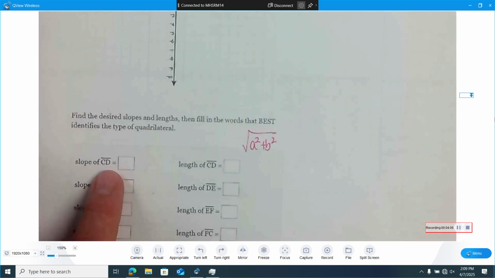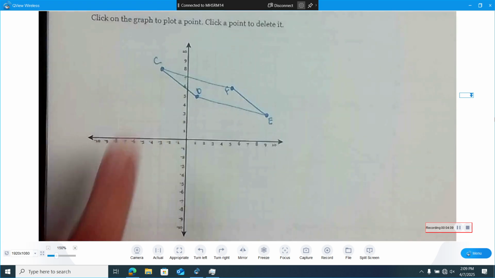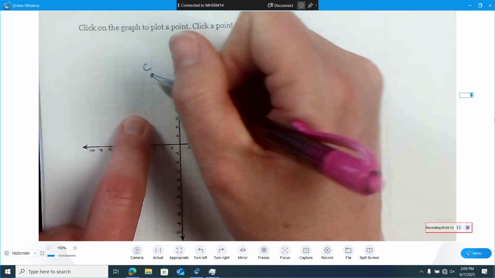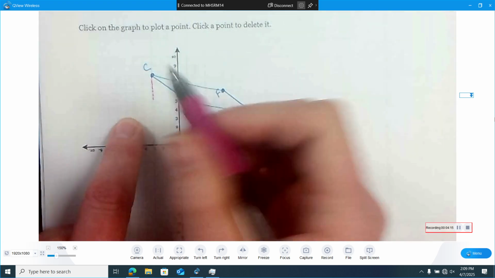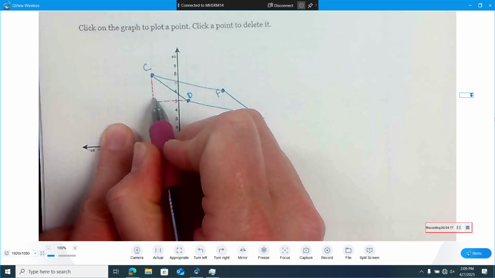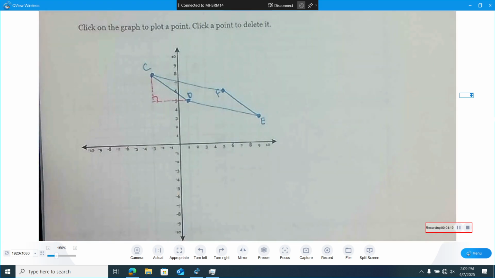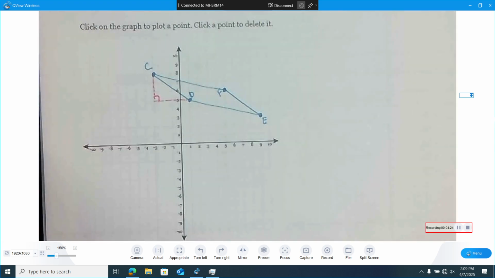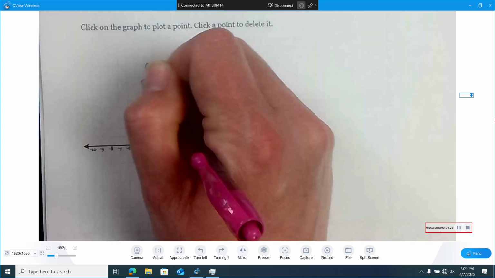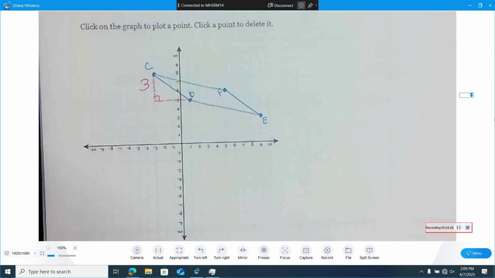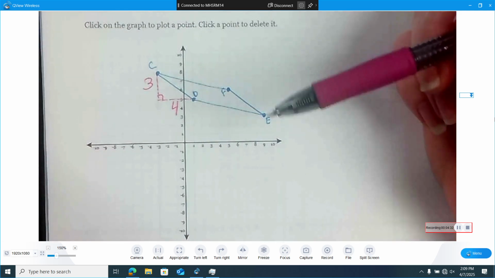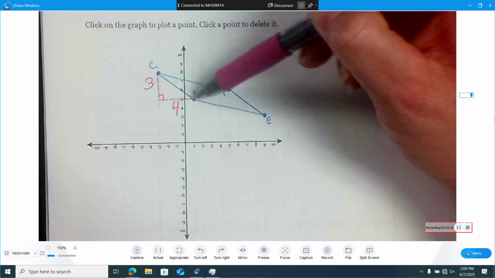So the first thing I need to do is find the slope of segment CD. So I'm going to start here with segment CD. And I'm going to go ahead and draw my vertical and horizontal little triangle legs, because that is definitely the easiest way to do this. What is the vertical length here? 3. And what's the horizontal length? 4. Very good.